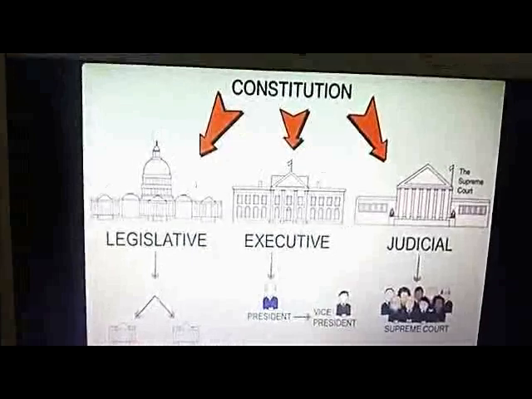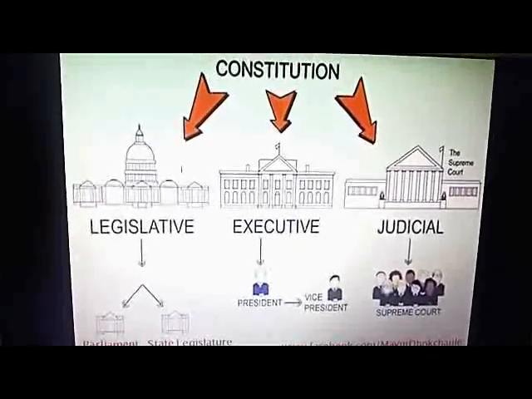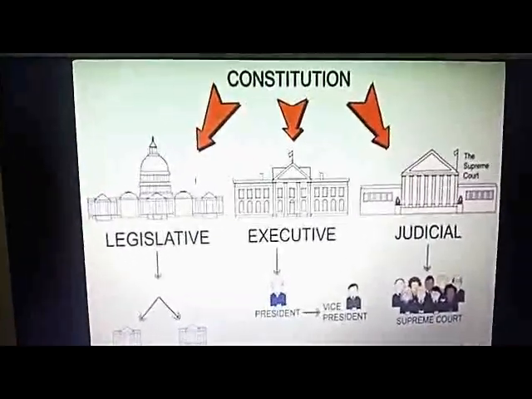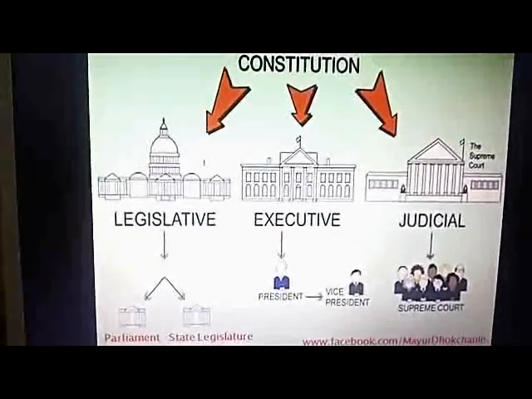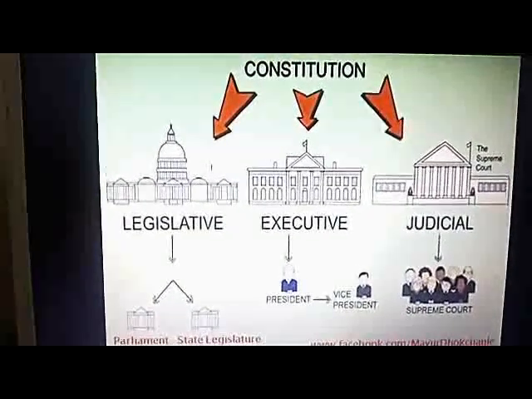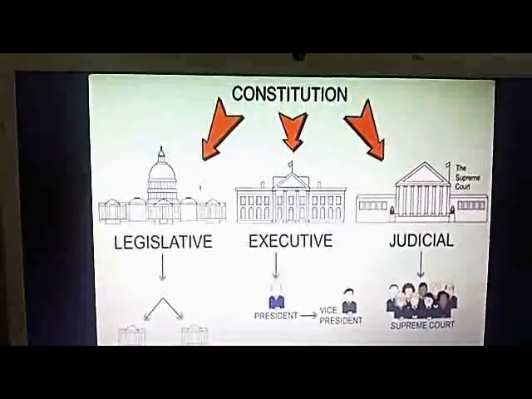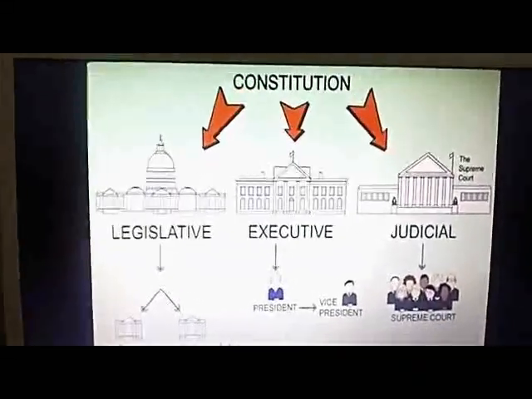Now, our constitution is being divided into legislative, executive, and judicial. Now, what do we mean by legislative? In legislative, we do have our parliament, that is the Lok Sabha and the Rajya Sabha, and then it is being divided on a state level as well.